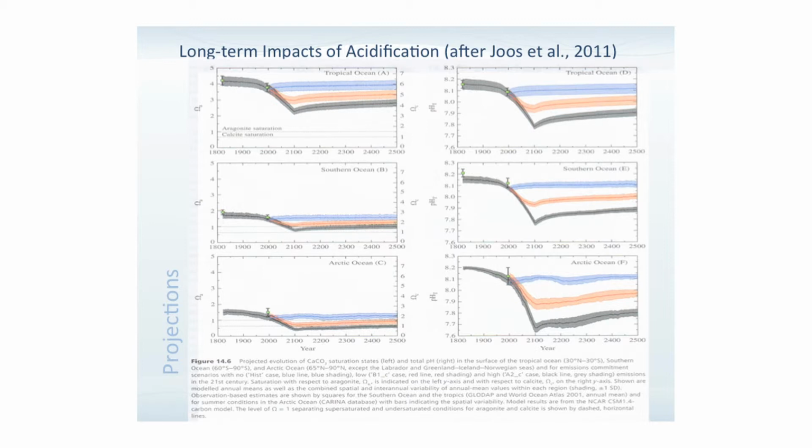For the Arctic oceans, about 2030. For the Antarctic oceans, about 2040 or 2050. We're coming up against a tipping point where the entire water column will become undersaturated fairly quickly.